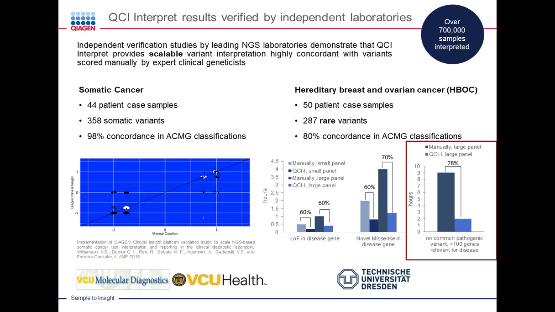QCI Interpret results have been validated by various laboratories, which compared the QCI computer classification to manual expert review. And I wanted to draw your attention to the right side of the slide. In this study, our lab highlighted the time-saving aspect when analyzing rare variants, and they estimated across 50 patient samples time savings of up to 78% when using QCI Interpret compared to expert clinical genetics curation in large panels.